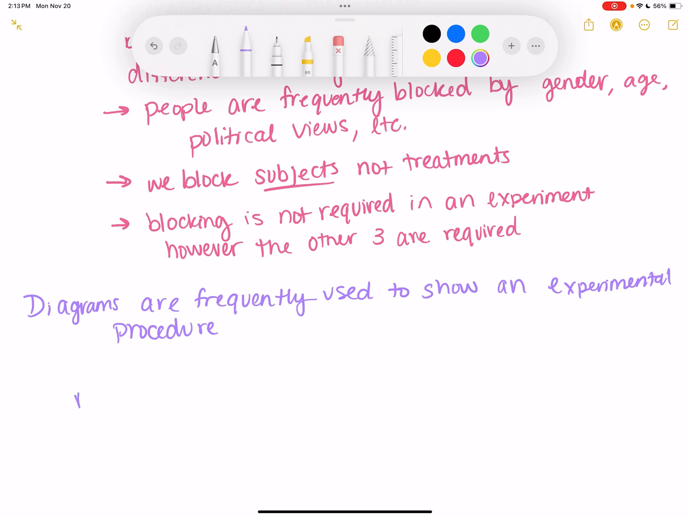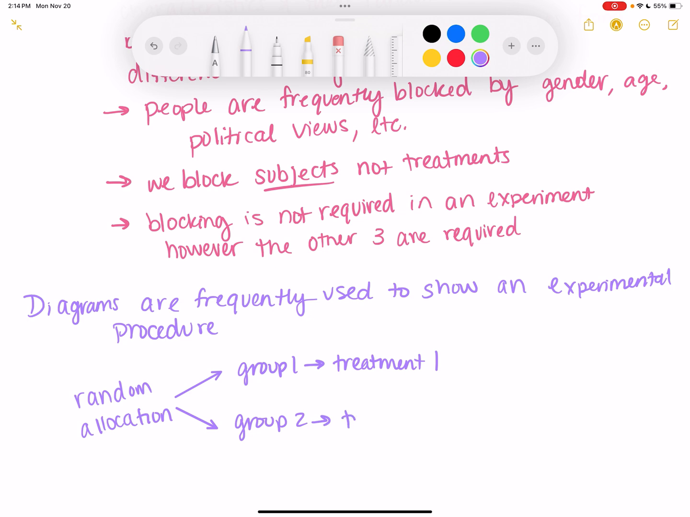All right, we're going to have random allocation. Group 1 is treatment 1. Group 2 is treatment 2. And then we have a comparison of results.